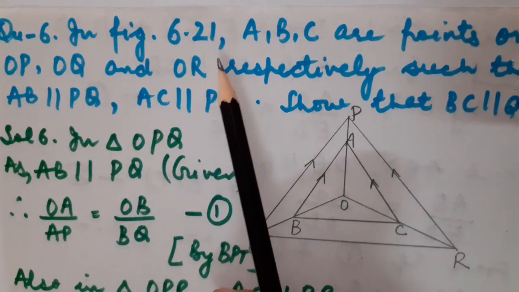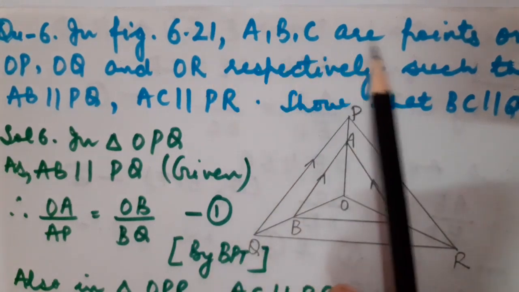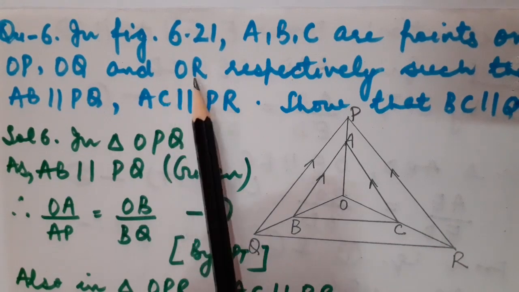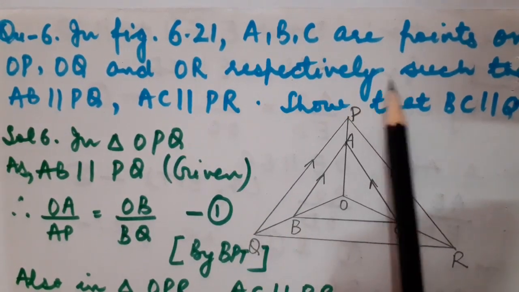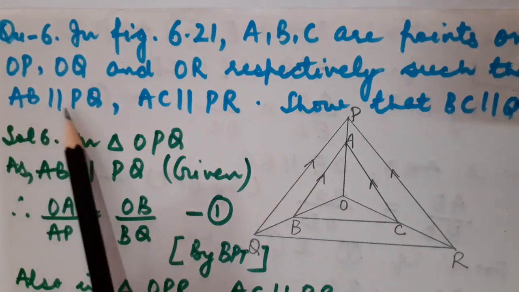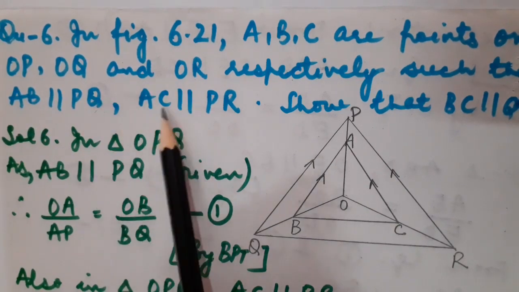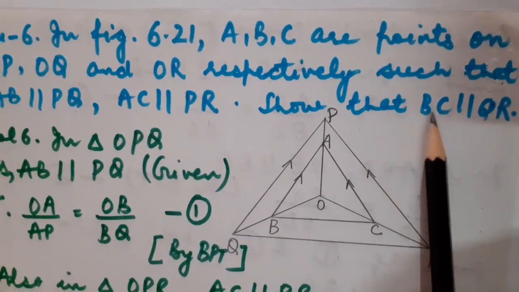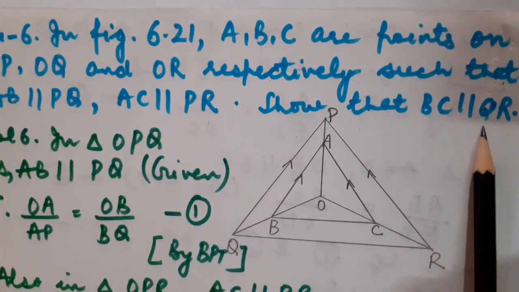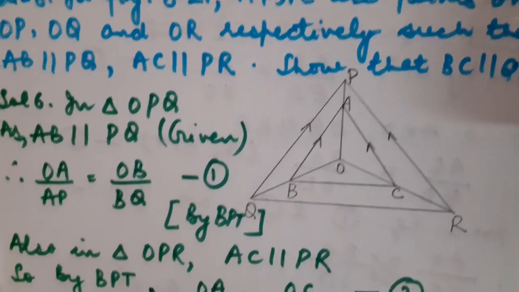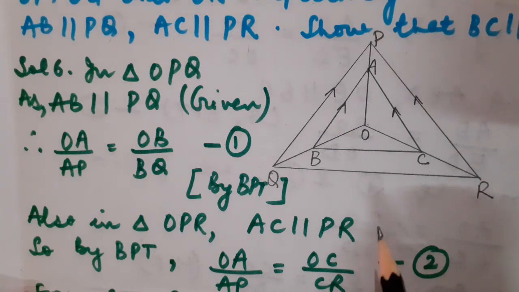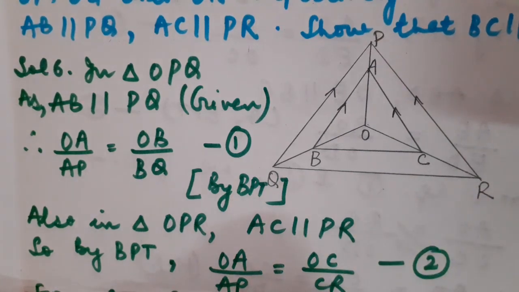In figure 6.21, A, B, C are the points on OP, OQ and OR respectively, such that AB is parallel to PQ, AC is parallel to PR, then show that BC is also parallel to QR. Fine children? So this is figure number 6.21. Here you can see the figure. Now let us start its solution, what has been given, so that we can reach the conclusion.